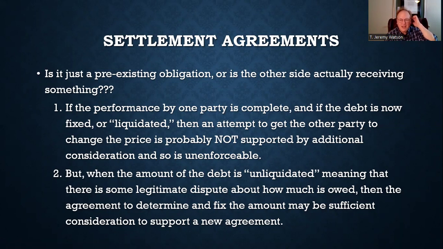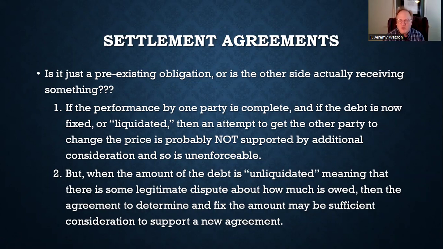Okay, an unliquidated claim is where the amount of the debt is unknown, right? Maybe one party thinks they know how much it is, the other party thinks that they know how much it is, but there's some legitimate dispute about how much is owed, right? I mean, if you promise to buy a car from me for $20,000, we know exactly how much is owed, and you can come back later and go, well, I don't think the car was worth $20,000, but it doesn't matter because you agreed to pay 20 grand. We all know exactly how much the amount is.